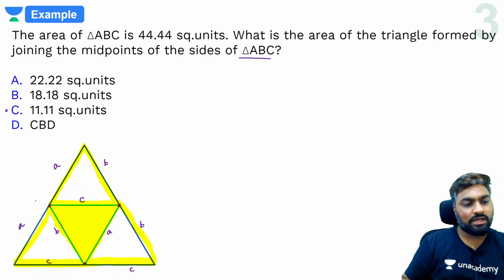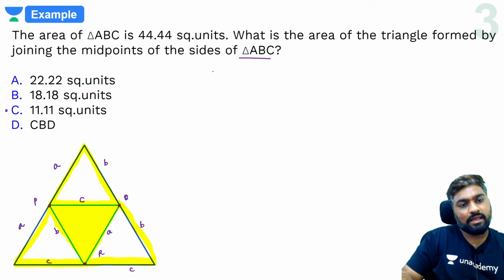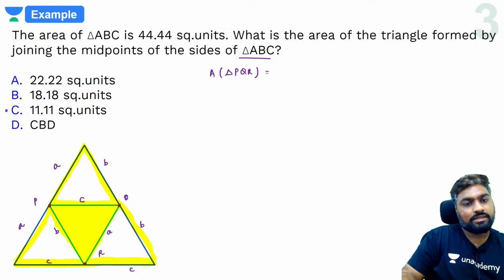So area of the smaller triangle, let's call it PQR. Yes, area of triangle ABC is 4 times the area of triangle PQR.